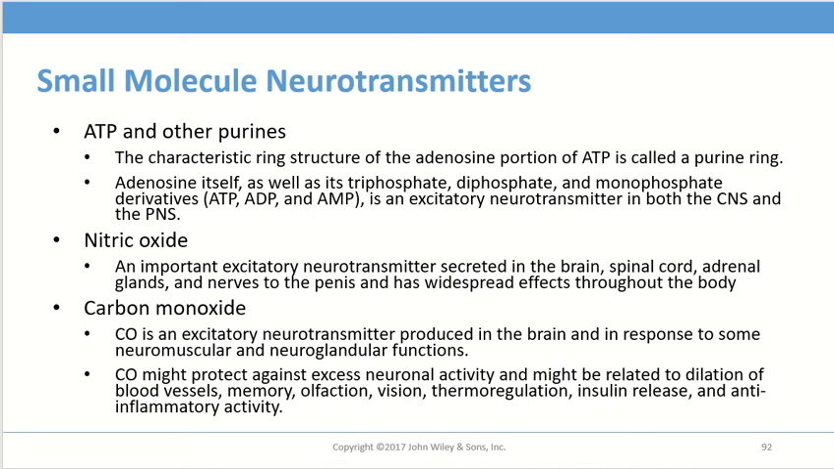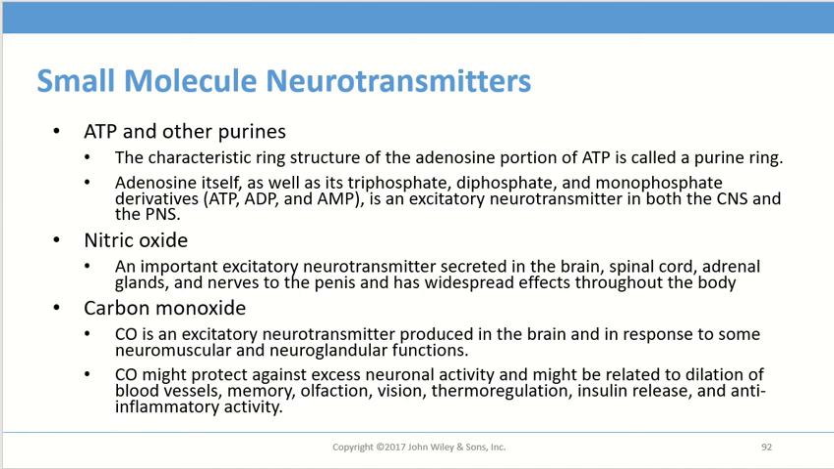Right? Our next, just for a few more of these small molecule neurotransmitters, we have ATP and other purines. Remember, purines are those ring structures that we have. The characteristic ring structure of the adenosine portion of ATP is called a purine ring.